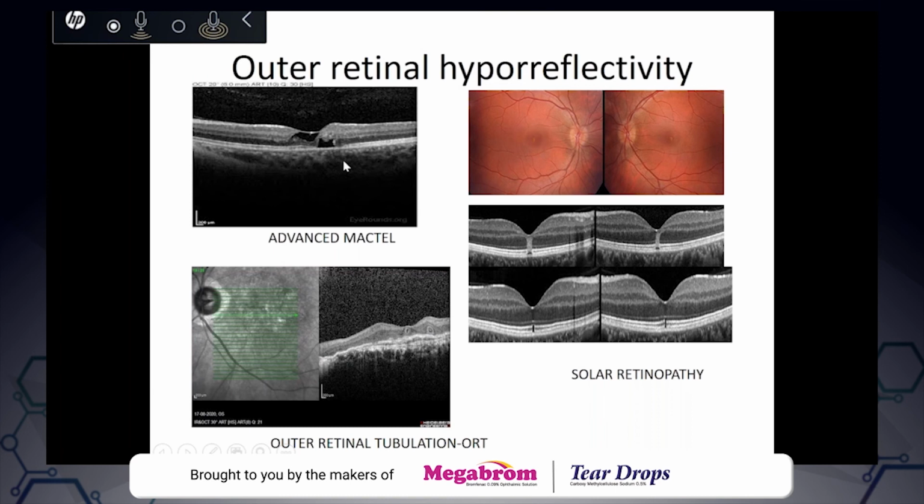Another patient you see, look at this. So this is advanced MacTel with outer retinal tubulations. These are seen in many degenerative diseases, such as age-related macular degeneration. But look at this patient. This patient has the habit of looking at the sun. You see some yellowish spots here, and in the acute phase you will see hyperreflectivity from the fovea to the RPE, from the ILM to the RPE. But later you will see there is a permanent defect in the ellipsoid zone and in the RPE. So this is solar retinopathy. So outer retinal hyperreflectivity may be MacTel, outer retinal tubulations, or solar.